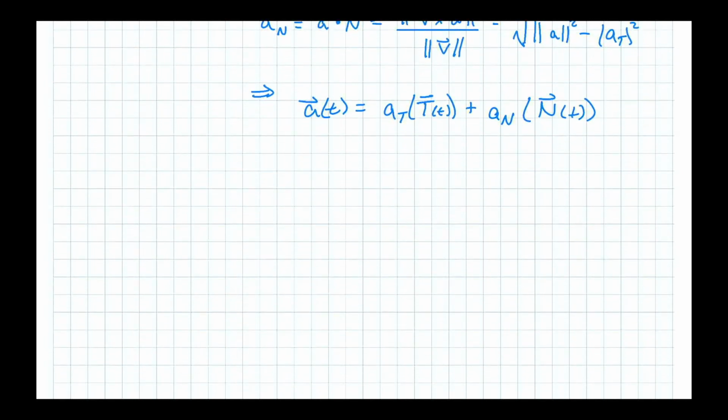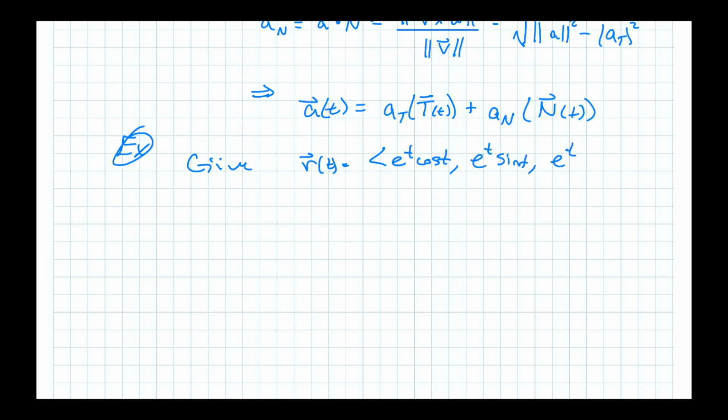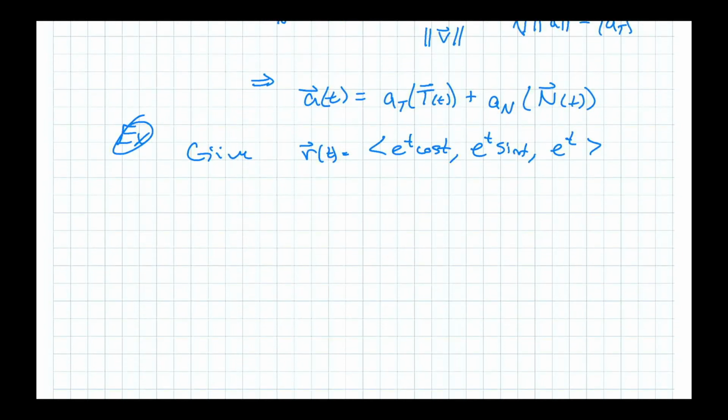Okay, here's a problem. I could have just made one up. Okay, given r of t equals e to the t cosine t, comma, e to the t sine t, comma, e to the t. We're going to find the tangential and normal components of acceleration.